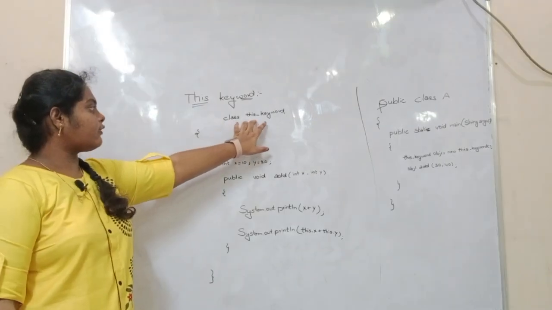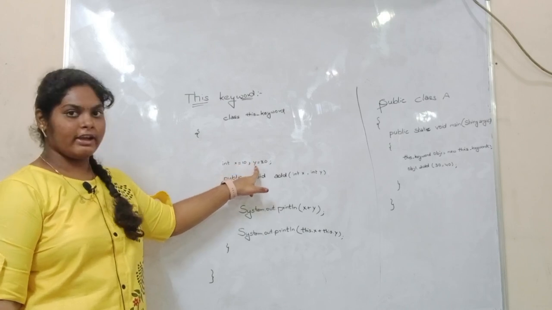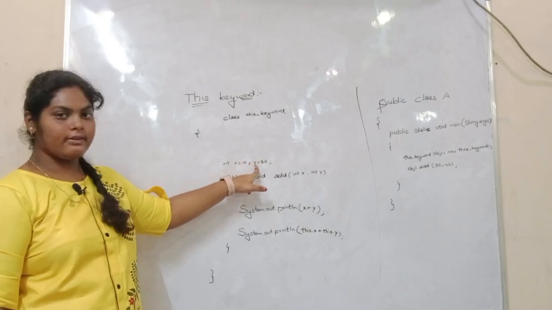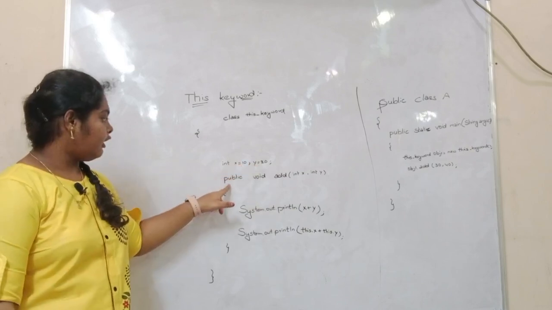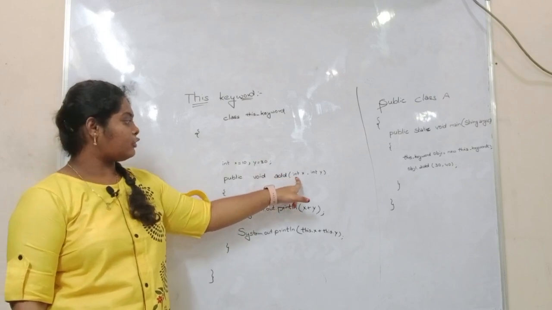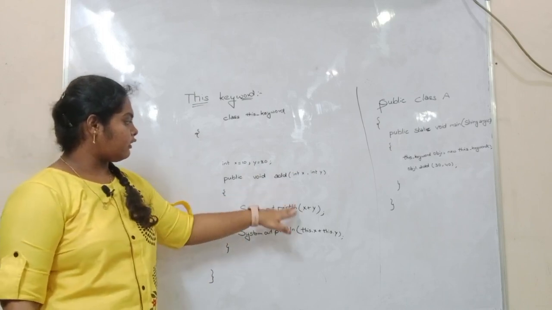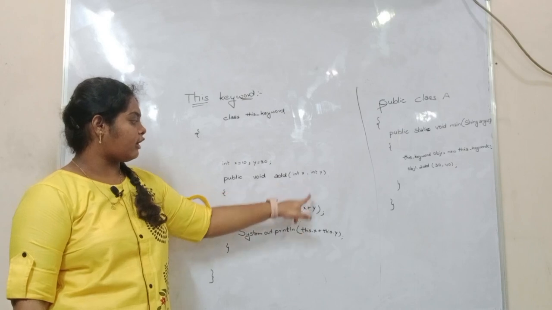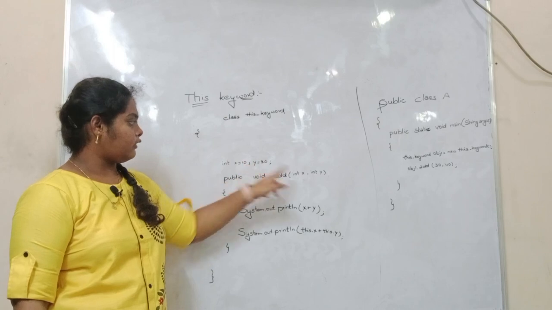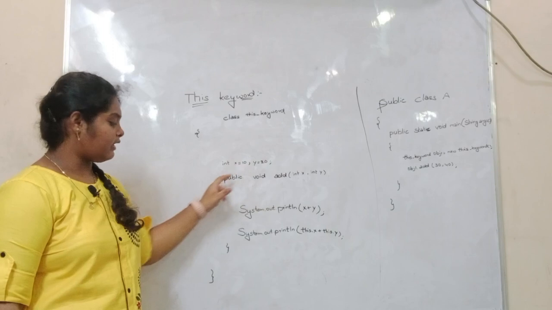Here we created a class with the name this keyword and initialized the values for x and y within the class but outside the method. So these are known as instance variables. Now I have created a method called add where I have passed two parameters x and y, and I have printed the values added, x plus y, which are local variables, and these are instance variables. Here it can access these values, not local variables.